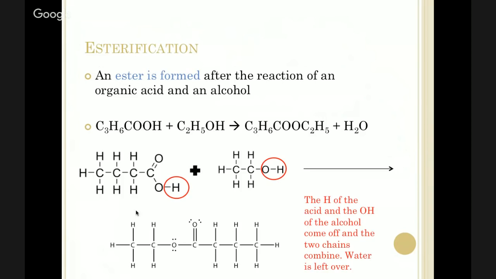And then those live bonds that are no longer bonded to the O's and the H's smush together, and you form the bottom. So you form this ester, and then it has a single bonded O and a double bonded O in the middle of your chain. Water is left over, that's important. Most likely, the type of questions you'll see are just you identifying that an ester is formed or knowing that an acid and alcohol makes the ester.